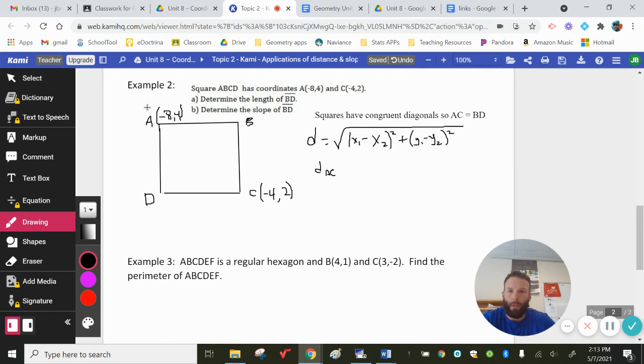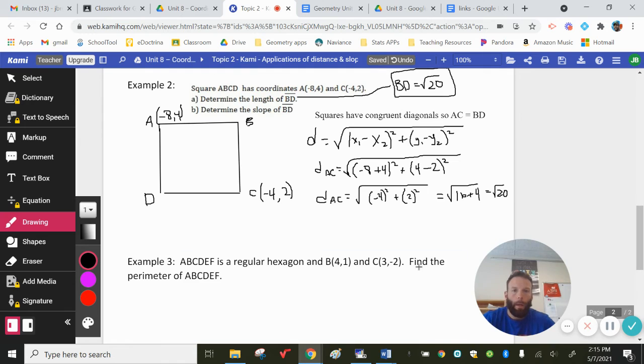So I'm going to use A as my x1, y1, and C as my x2, y2 point, and I will substitute like this. So x1 was -8, minus x2 was -4. So since I was subtracting the -4, I added 4 here, and then I have a plus. Y1 is 4, minus y2 is 2, and now I shall simplify. So -8 plus 4 is -4 squared, and then 4 minus 2 is 2 squared, so that's 16 plus 4, or the square root of 20.